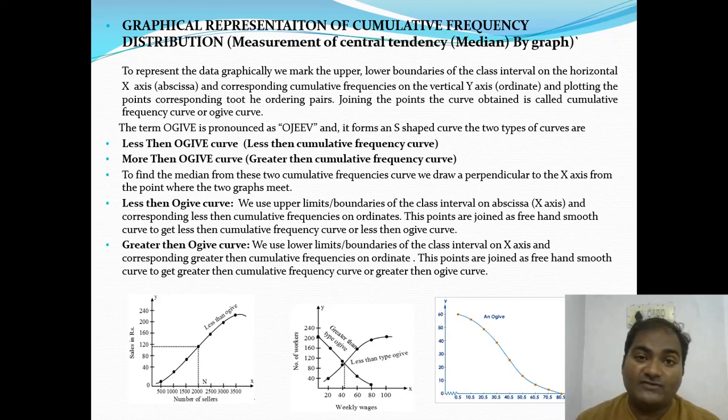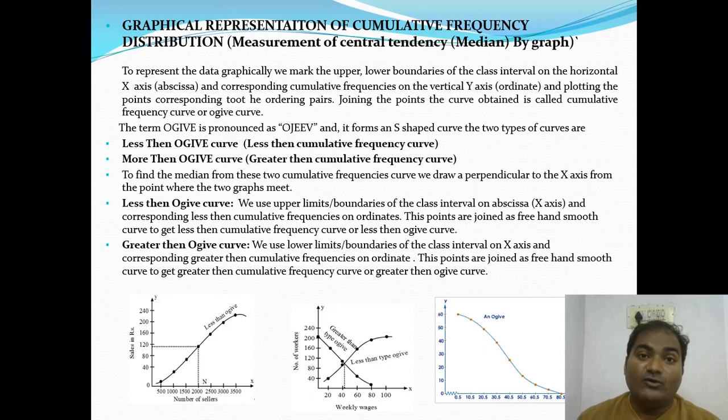And to draw the graphs, we already know how to draw a graph using a graph sheet. In a graph sheet, we have the x-axis and the y-axis, where the x-axis is called the abscissa and the y-axis is called the ordinate. We take the upper or the lower boundaries on the x-axis and the corresponding cumulative frequencies on the y-axis, and we plot the graph. So let us see how we can go with these two graphs. First, let us discuss the less than ogive curve.